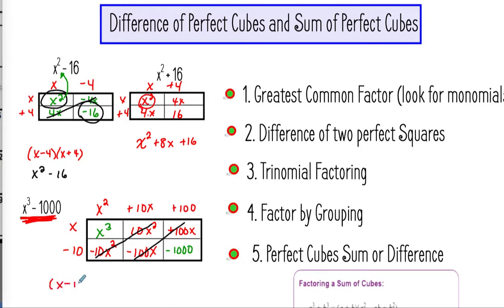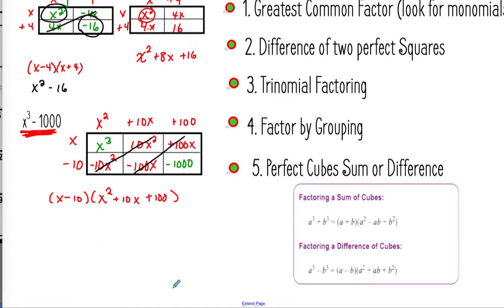It's x minus 10, a binomial, times the trinomial x squared plus 10x plus 100. Now you're like, how the heck am I going to memorize that? Well, it's really very easy. And once again, this is Algebra 2. We're upping it. If you can't memorize this, I don't know what to tell you. This is what you have to memorize. Or if you're like, I can't memorize, this is what you understand. You understand that a perfect cube sum or difference always factors down into a binomial times a trinomial.